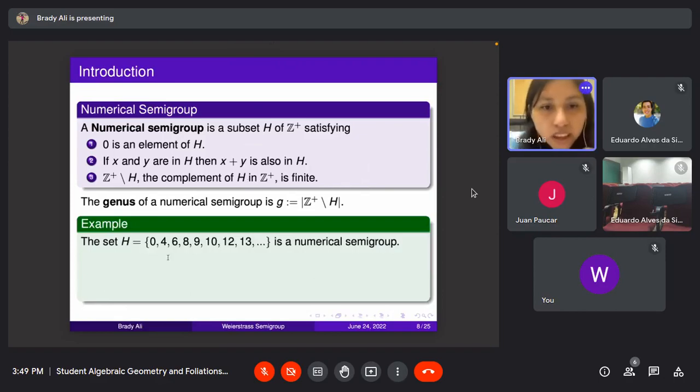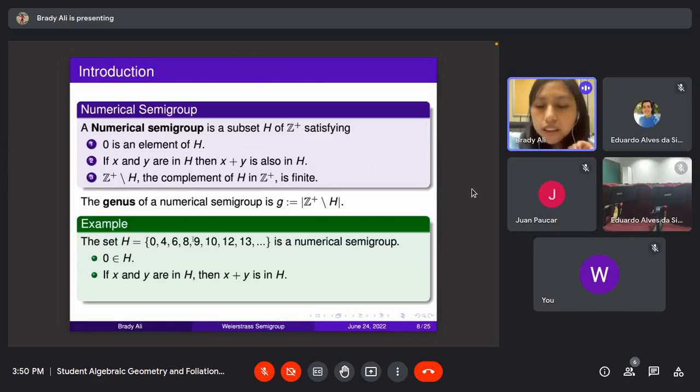So as an example, we have H defined as 0, 4, 6, 8, 9, 10, 12, 13, and so on. So this is a numerical semigroup because 0 belongs to H, and if we take any two elements of this set, then the sum is also going to be in H. And the complement of this set with respect to the positive integers is 1, 2, 3, 5, 7, and 11, and we can see that the complement is finite. So this set satisfies the three properties of a numerical semigroup, so we can conclude that this set is a numerical semigroup.